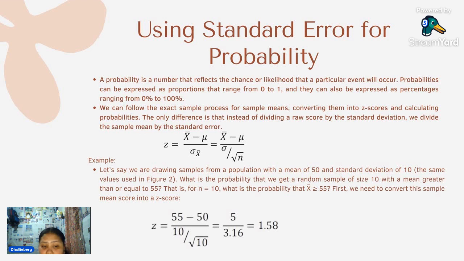First, we need to convert this sample mean score into a z-score. So, we convert it into a z-score. Z is equal to 55, which is our sample mean, minus the population mean, which is 50, over the standard deviation, 10, divided by the square root of the sample size, 10. So, 55 minus 50 is equal to 5. 10 divided by the square root of 10 is 3.16. 5 divided by 3.16 equals 1.58.